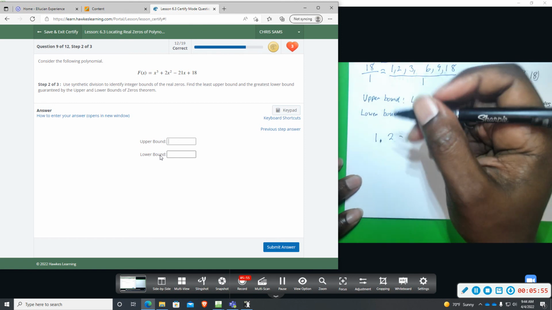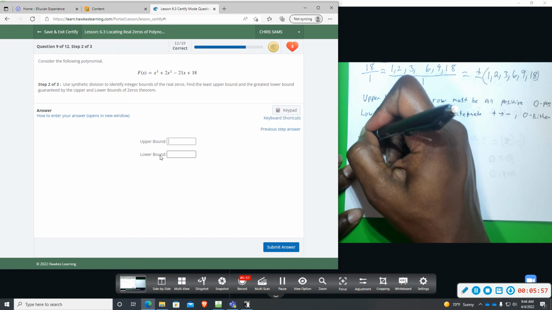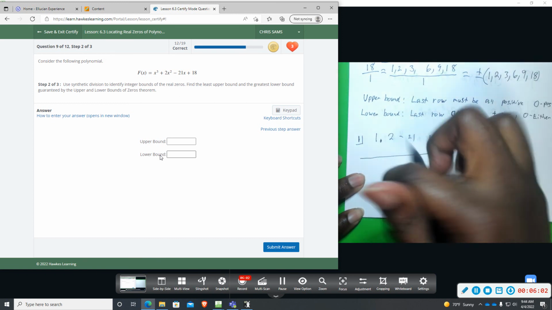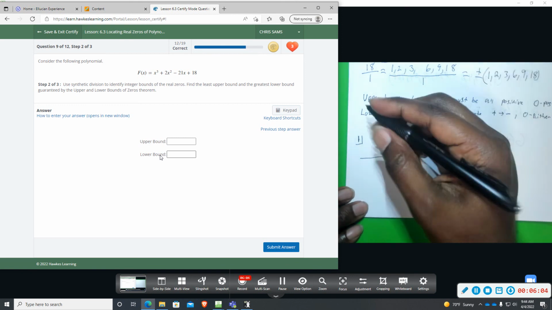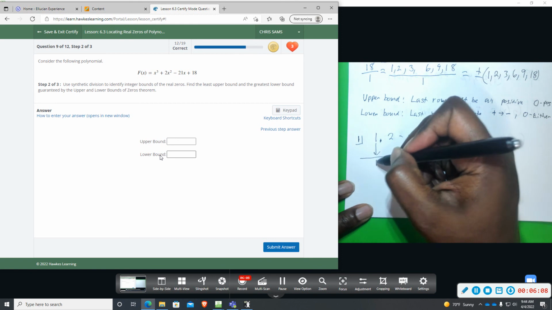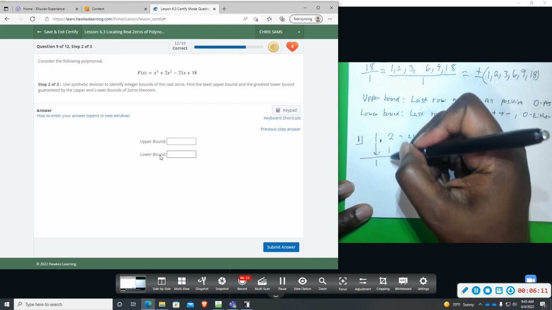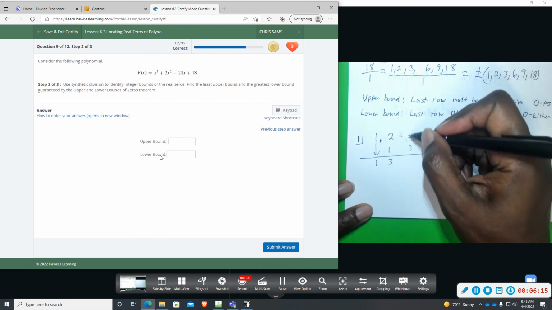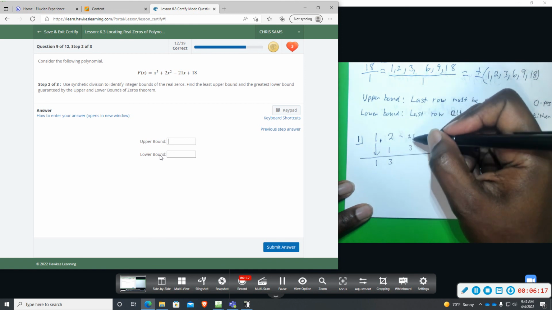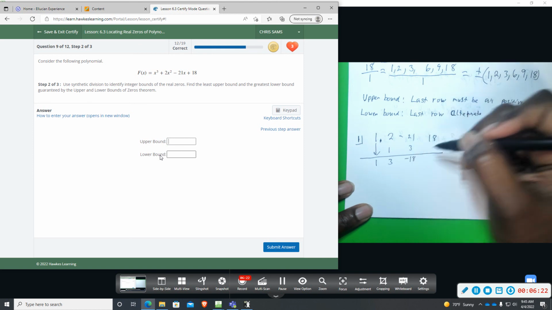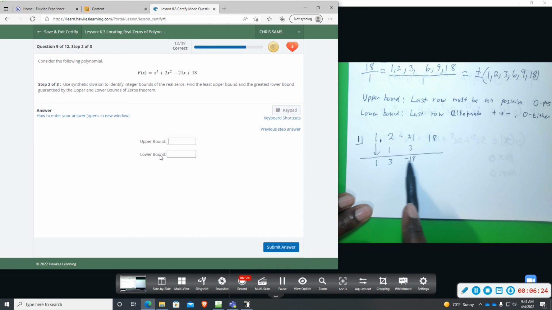All right, so I'm going to try 1. I'm going to try the smallest number, 1. And I'm going to try to make the bottom row be all positive. Okay, so I'm going to bring this first number straight down, 1. 1 times 1 is 1. Combined, we get 3. 1 times 3 is 3. When I combine these, we will get negative 18. Okay, so right here, because this is negative, that means 1 is not an upper bound.